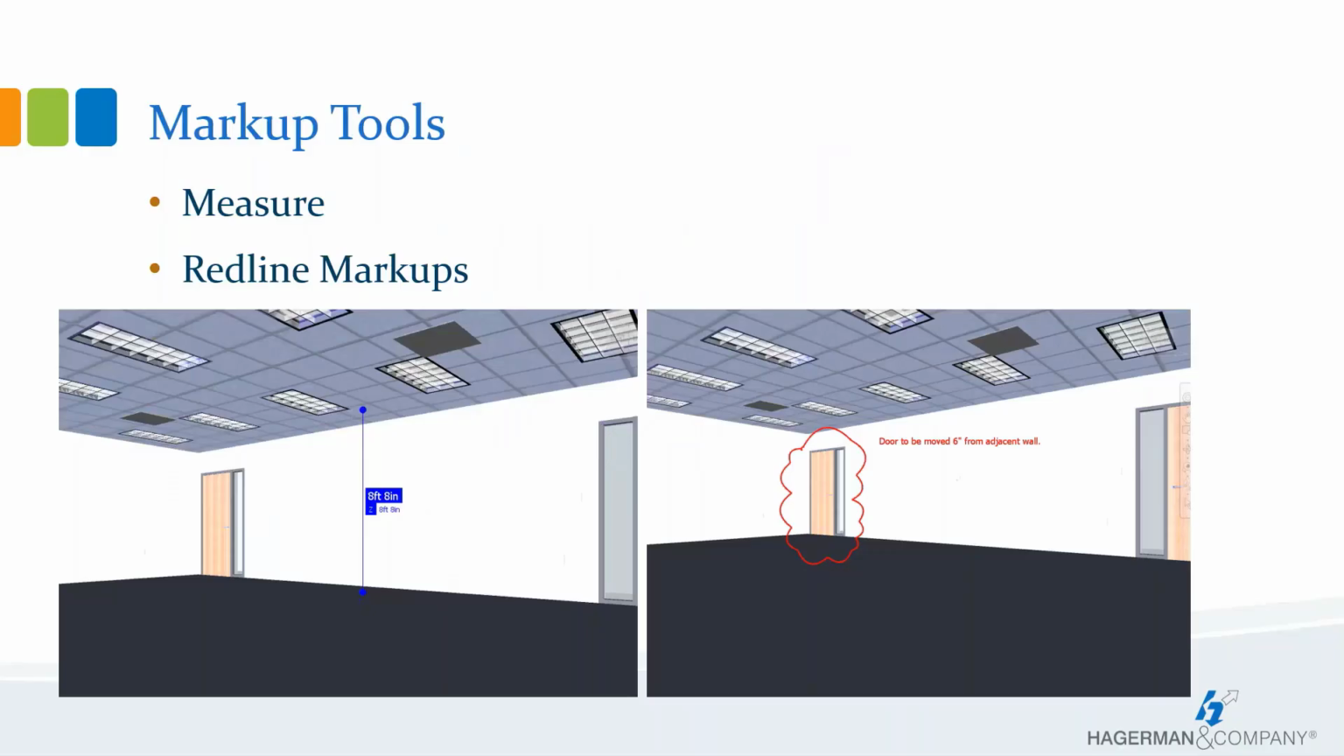In addition to the review tools I just mentioned, sometimes you need to find a quick dimension or mark up a view. You can then create a separate viewpoint with the red line clouds, lines, arrows, and even text to share with the appropriate team members.